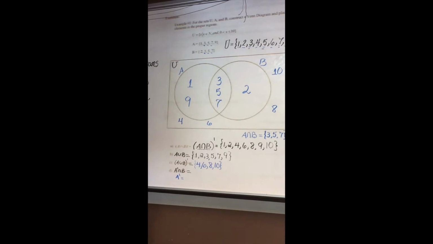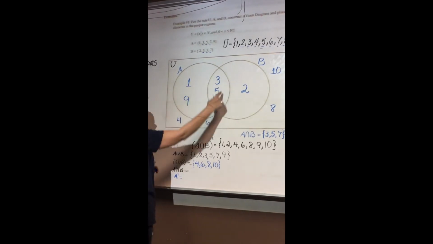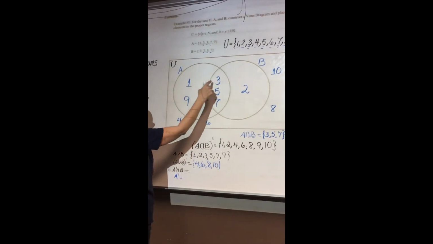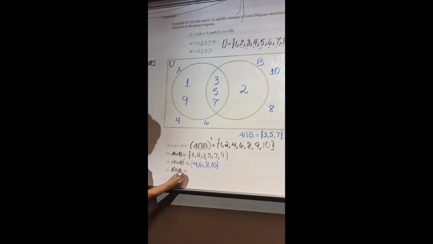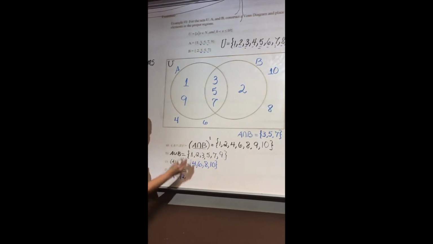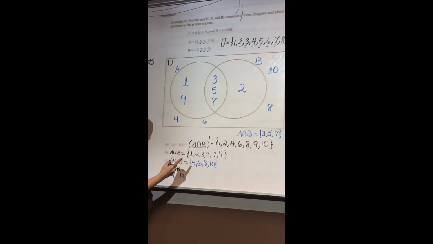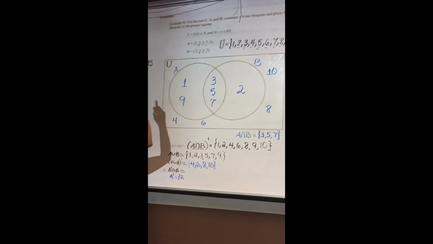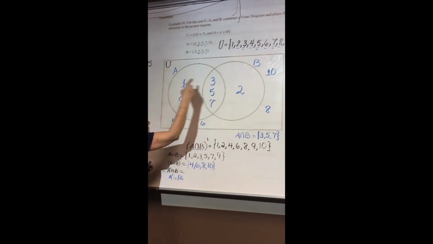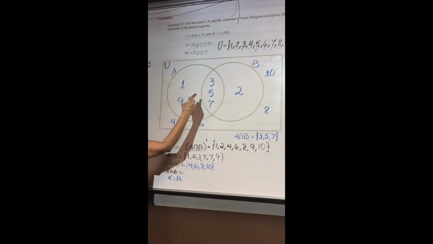What is not in A? Well, this is A right here. 1, 3, 5, 7, 9. So what's not in A? 2, 3 is already there. I am sorry. Yeah, 2. I got confused. 3 is already there.